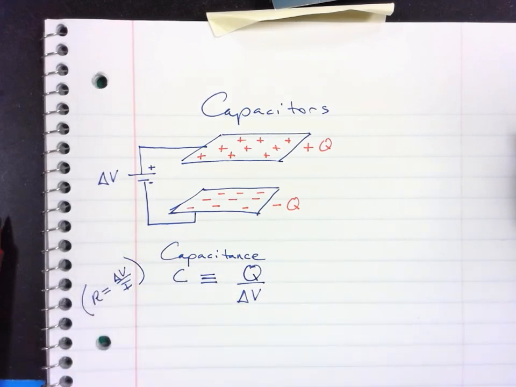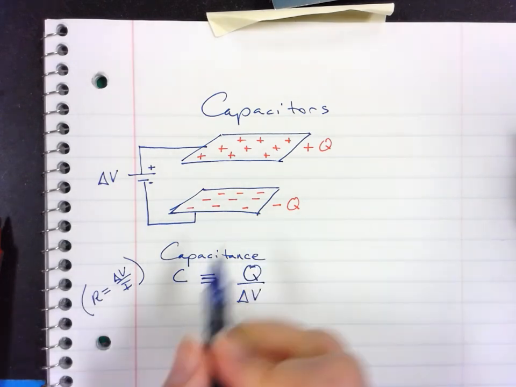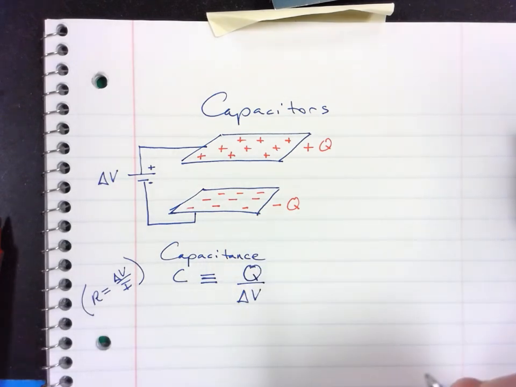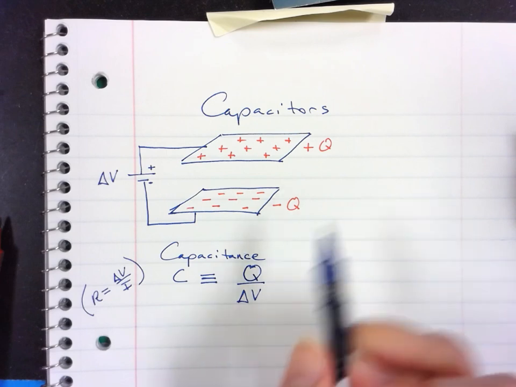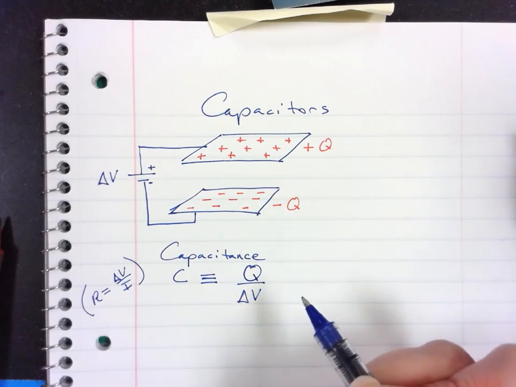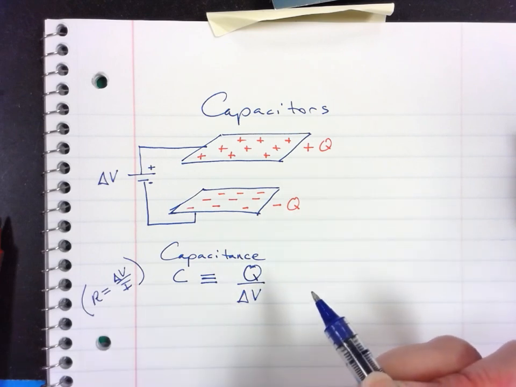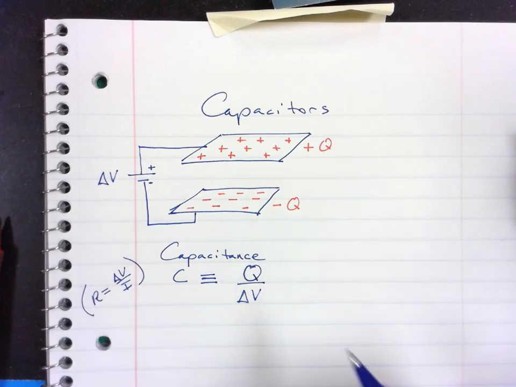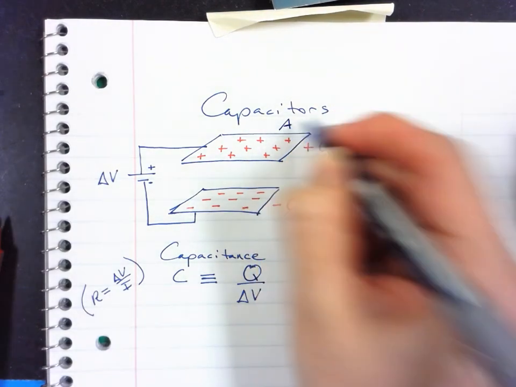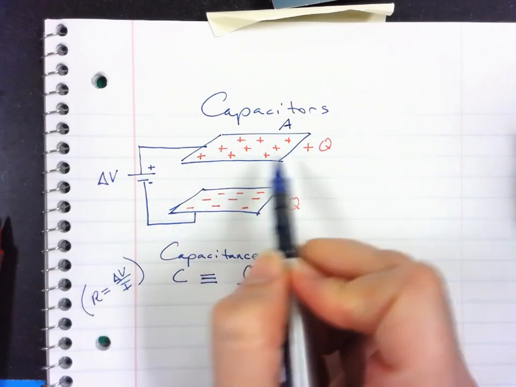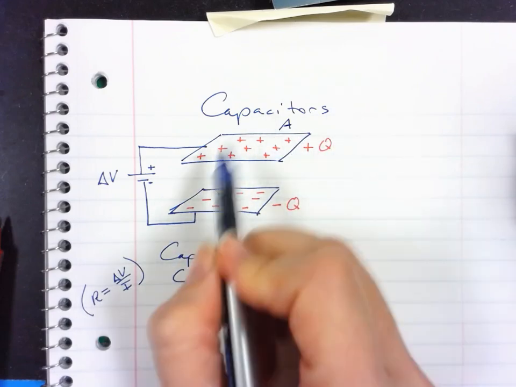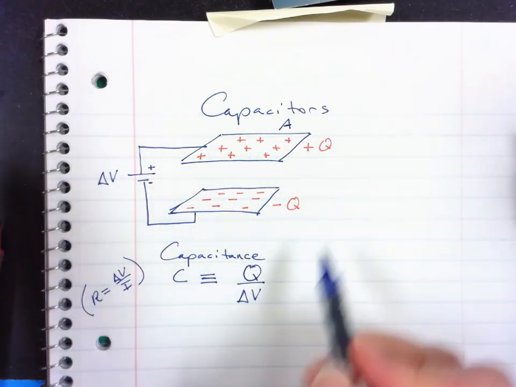So we've defined capacitance, and now we want to know, well, what affects how much charge we get out of a particular battery. So when we build a capacitor, there are several things that go into play. First of all, the area of these plates. The bigger the area, the more charge that can be stored because there's more room for them to spread out.